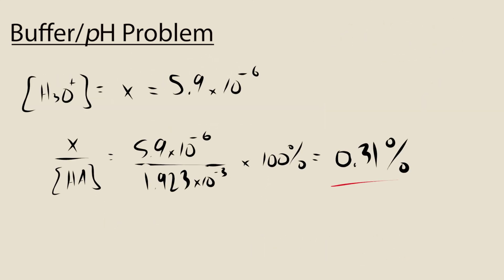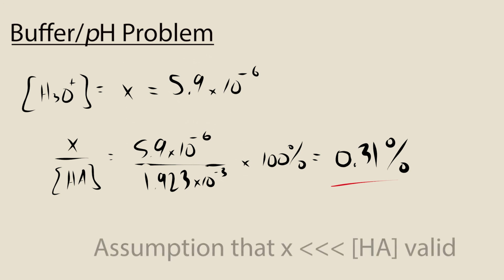To verify the validity of our assumption that X is small, we must compare X to the initial concentration of weak acid. If the X to weak acid ratio is less than 5%, the assumption is valid.